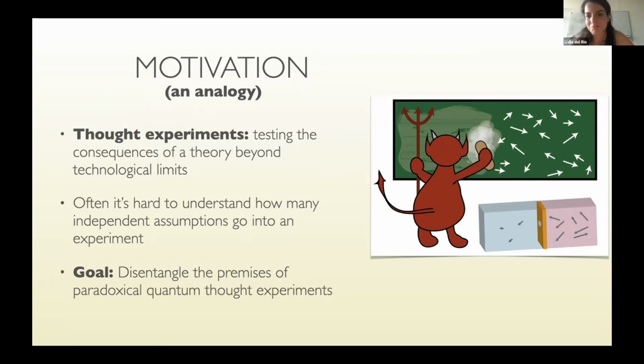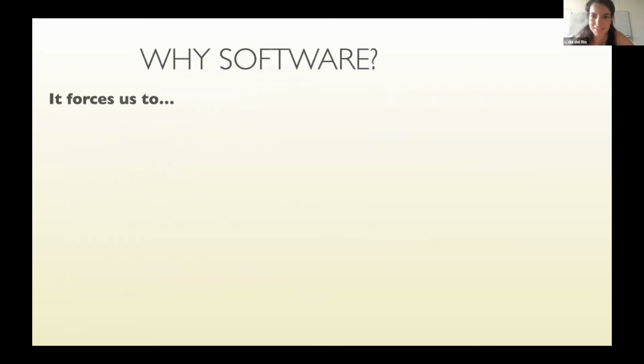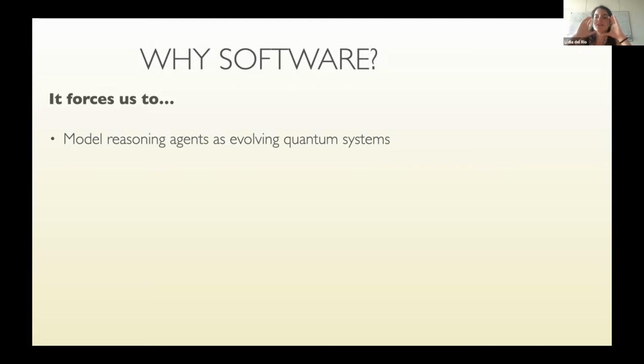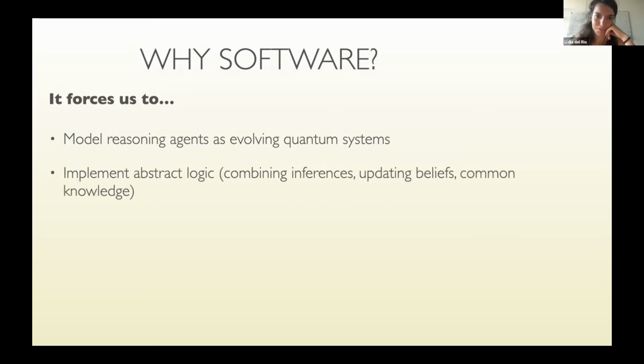So our modest attempt, and people who actually work on software tell me that this is very naive, but our idea is that if you try to actually code a thought experiment, this really forces us to, one, have an explicit model of what an agent is, for example, as a physical system evolving. Like, how am I modeling Maxwell's demon? How am I modeling their encoding of information they observe, the measurements they do, how they encode it in a memory, all these things as a quantum system, right?